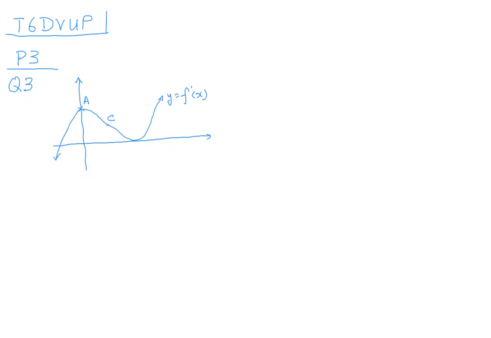A point C, then there's a point 2. There's point B here. Okay, so point A and B are the only turning points, and C is a non-horizontal point of inflection. Draw the sign diagram of y equal to f prime x and y equal to f double prime x.